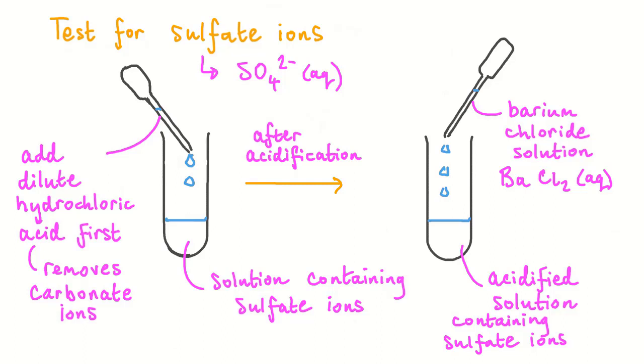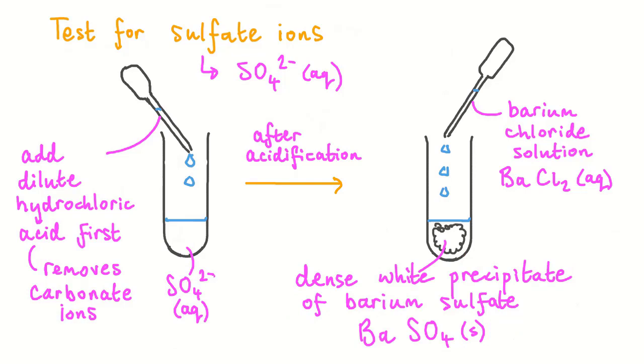Barium chloride is a very soluble barium salt. If sulfate ions are present, a dense white precipitate will be produced. The precipitate is barium sulfate, which is a very insoluble barium salt. Barium sulfate is so insoluble it can be used in medical applications where it is swallowed to provide contrast on X-ray images. It does not poison the patient as it is not absorbed into the body.